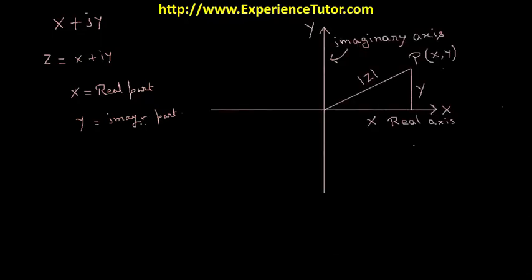A complex number can be represented in the Argand plane, complex plane or Gaussian plane. In the figure you can see two axes, x and y axis, where x is the real axis, y is the imaginary axis. The complex number z can be represented in the figure as shown. Its coordinate P is (x, y).